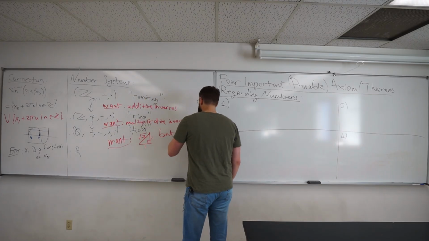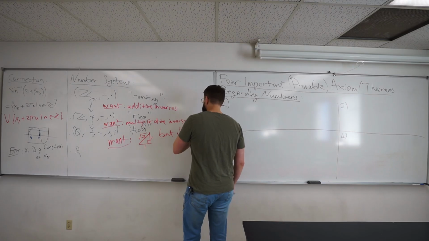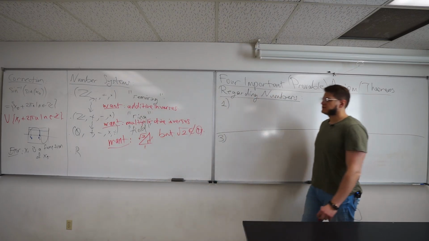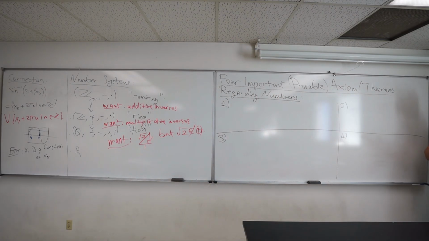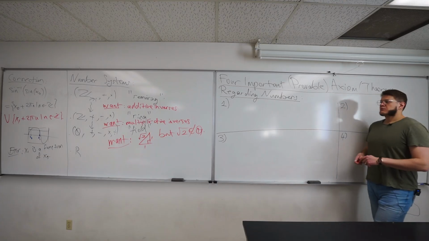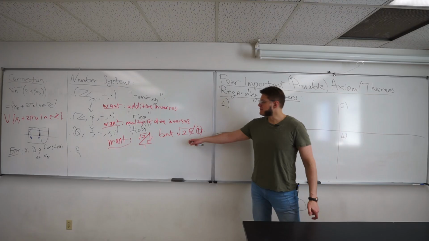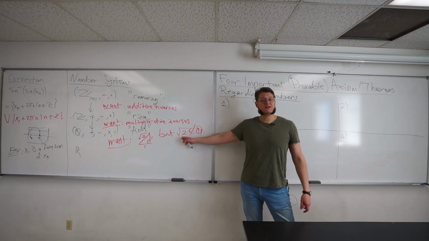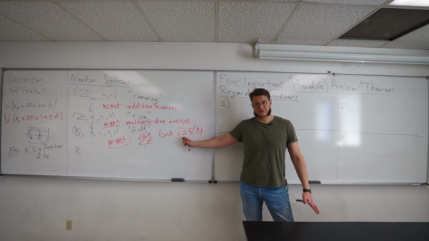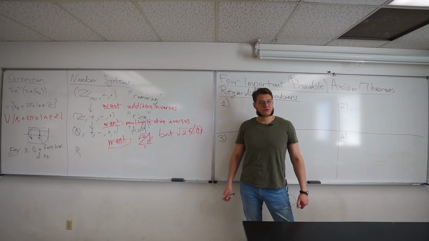But √2 is not a rational number. You cannot write √2 as the ratio of two integers. So you could perhaps imagine a calculator. Certainly a calculator calculates this for you. It gives you a rational number, but certainly that's an approximation. It's not actually √2.